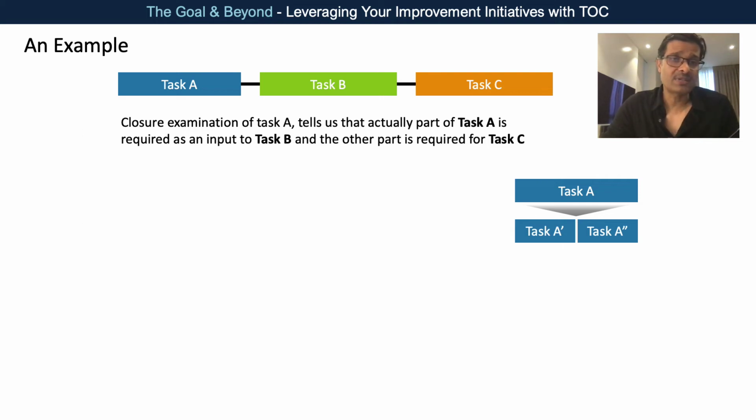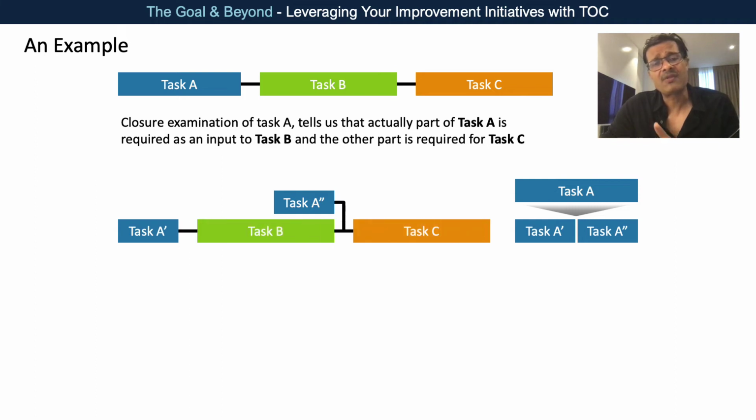Here the color of the task represents what kind of resources are being used. A requires the blue resource, B requires green, and C requires the orange resource. After innovating with people, I found that task A does not have to be fully complete for task B to start. In fact, I can do a part of task A, called task A prime, and after that task B can start, and A double prime is required when task C is initiated.